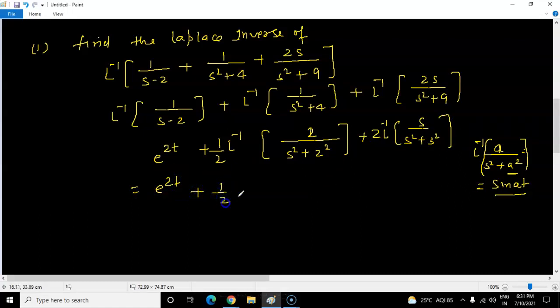This one half of 2 into s square plus a square, meaning a by s square plus a square, which is sine of at. This 2 as it is. This is s by s square plus a square, which I can write as cos of at. So this is f of t, and this is the inverse of Laplace.